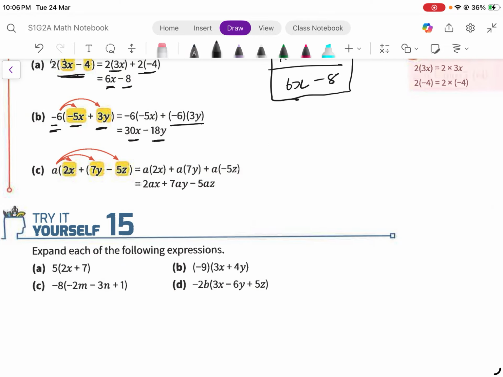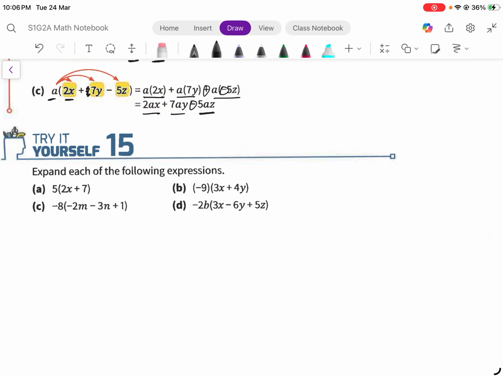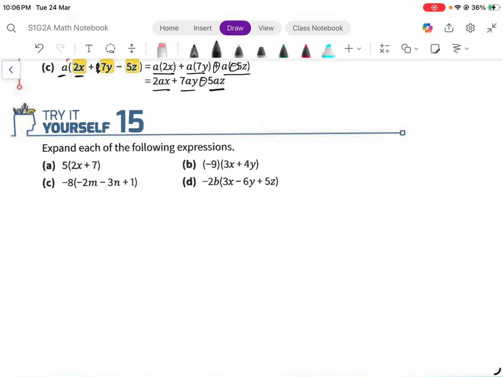And then from here, same thing, we take a, we multiply sideways, 2x plus 7y minus 5z. Okay, I think this is a misprint. So we get a times 2x, a times 7y, a times minus 5z. Don't forget, plus and minus give you minus. So you get 2ax plus 7ay minus 5az. Okay, so pause the video here, give this a try.